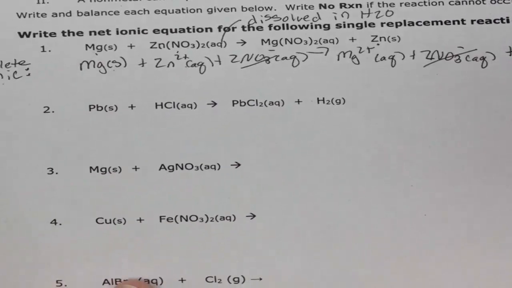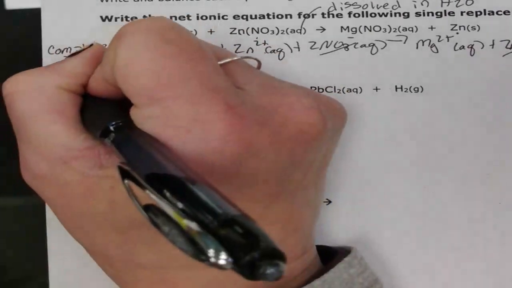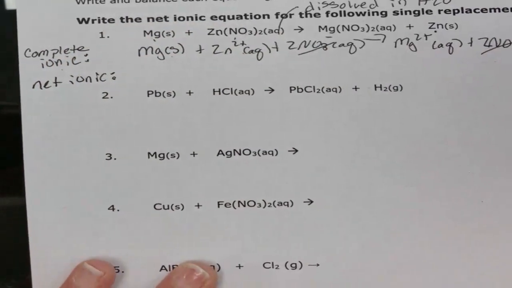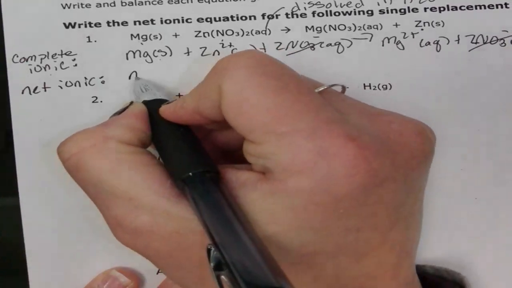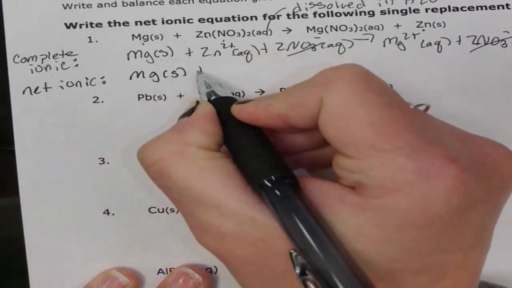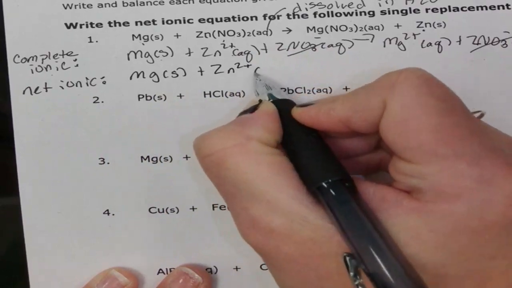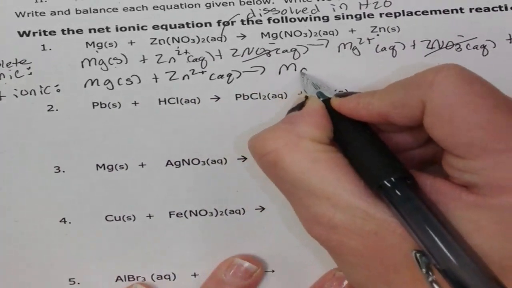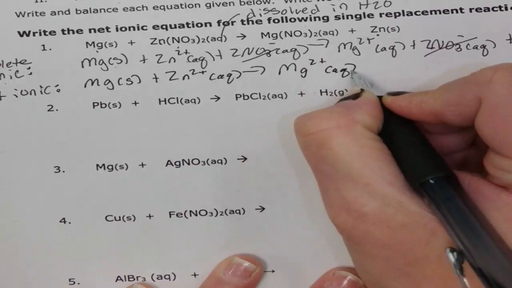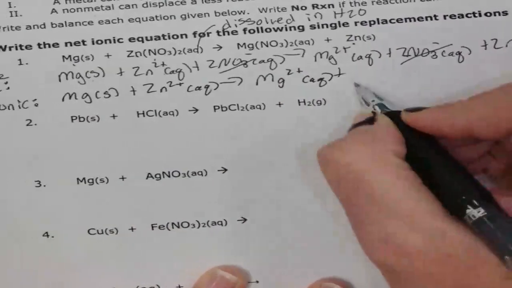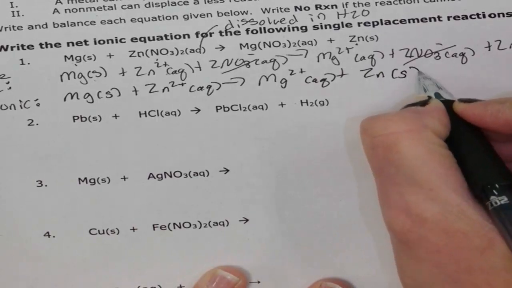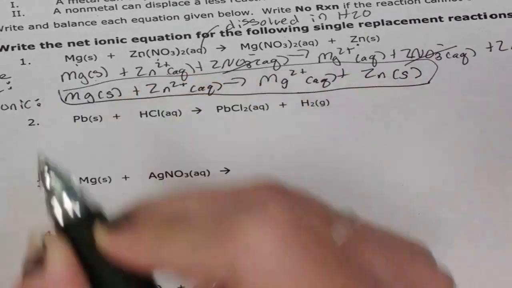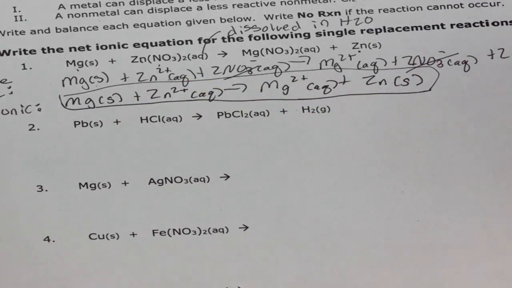So when we want to write our net ionic equation, that's going to be everything that we did not cross out. So the magnesium solid and the zinc ion will form a magnesium ion and solid zinc. So here's our overall net ionic equation. All right, let's check out the next one.